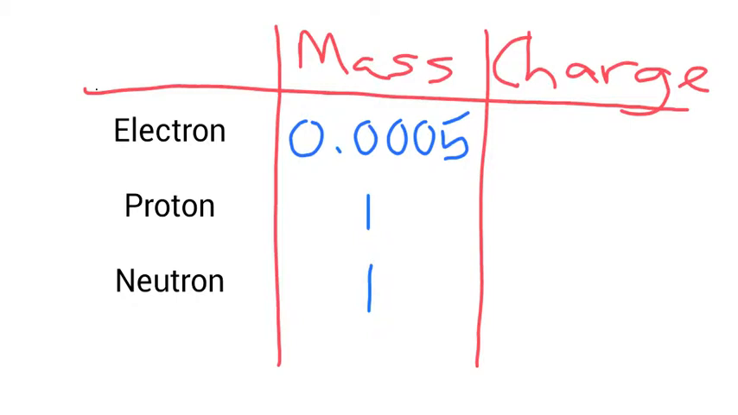Charges, however, depend on which particle you've got. Electrons, for example, have a -1 charge. Protons have a +1 charge, and we'll come to the relevance of that negative and those positive charges a little bit later. Neutrons, however, have a 0 charge. They're what are described as neutral. They're neither positive or negative.